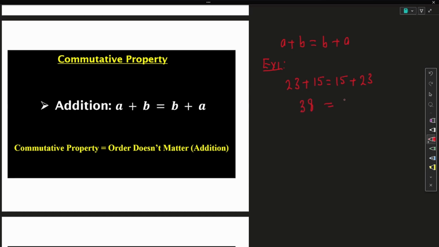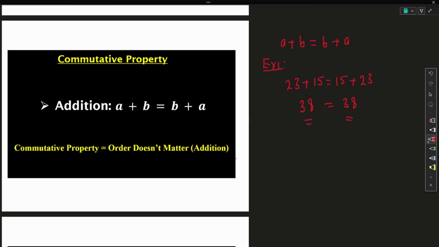And 15 plus 23 is also 38. So both additions give the result 38. So it doesn't matter whether we add 23 to 15 or 15 to 23. The sum is always 38.